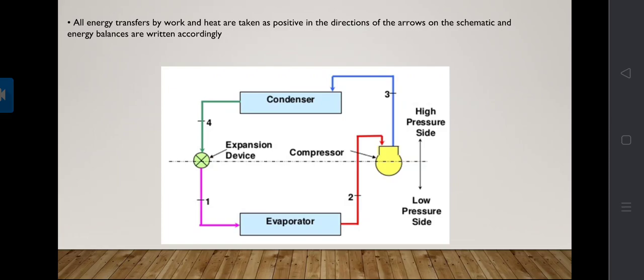Now we see the working of this vapor compression cycle. In the schematic diagram, between 1 and 2 there is an evaporator, 2 to 3 there is a compressor, 3 to 4 there is a condenser, and 4 to 1 there is an expansion device. So first we see one by one. First we start from the compressor.